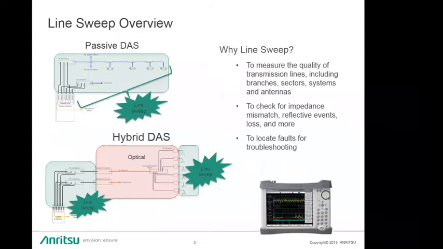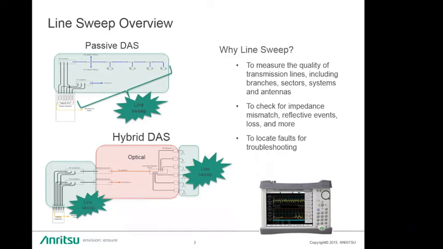So just a little bit about line sweep. I know many of you are familiar with line sweep, but to make sure we're all on the same page, the purpose of line sweep is to measure the quality of transmission lines and the cables. The antennas and the splitters in our passive system are parts of a transmission line. Okay, we need to check for things like an impedance mismatch, reflective events, cable loss, and more. And also this helps us locate faults for troubleshooting.